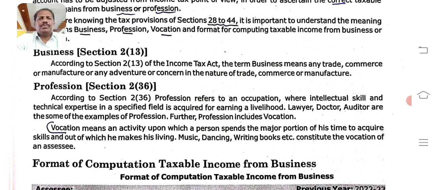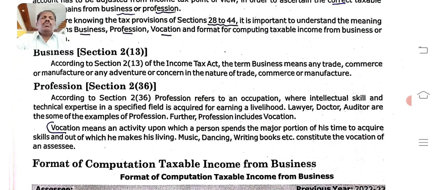What is profession? According to section 2 subsection 36, profession refers to an occupation where intellectual skill and technical expertise in a specified field is acquired for earning a livelihood. For example, lawyer, doctor, auditor. Even further, vocation is included in a profession.